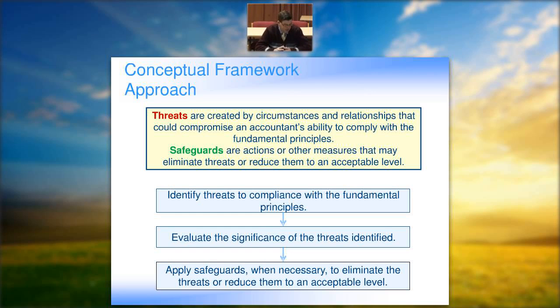So the idea is that you should identify threats to compliance with the fundamental principles, evaluate the significance of the threats identified, and apply safeguards where necessary to eliminate the threats or reduce them to an acceptable level. Now, in some situations, applying the safeguard could mean, for example, not accepting a particular client or particular work from a particular client. Obviously, that's a kind of nuclear option, because if you do that too much, you end up with no clients. So you have to strike a balance between being able to accept clients, being able to do work for clients, and yet not compromising your independence.